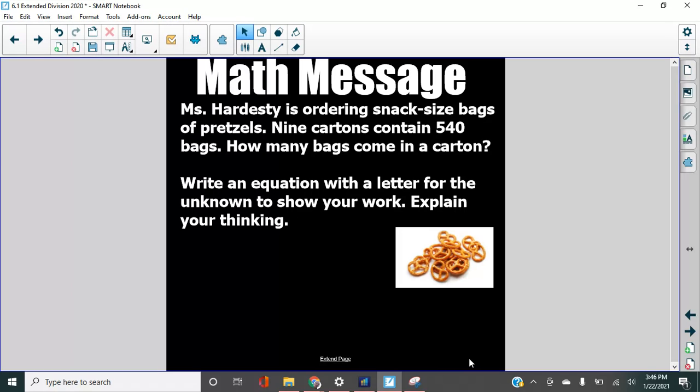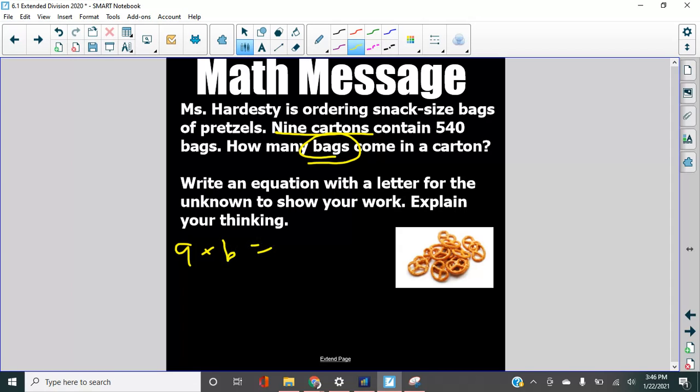All right, I'm going to tell you 2 different things. One that I think most people said, and then another that we're going to move to today. So we know the number of groups, right? We do not know the number of bags in each group, right? So we'll make that B. We do know the total. So we could take this one, 9 times B equals 540.